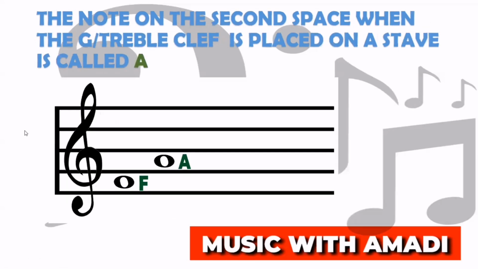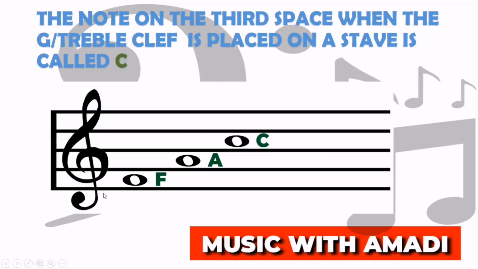Then the second space is called, I'm sorry, the second space is called A. In the musical alphabet, in the English alphabet, you know that. Okay, here we have E. Let me write it.